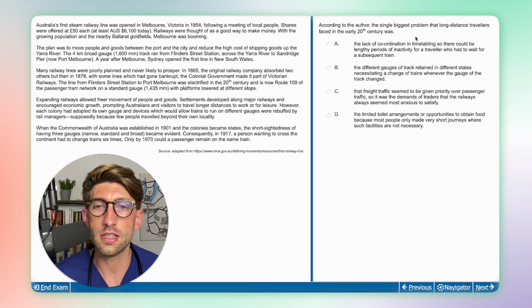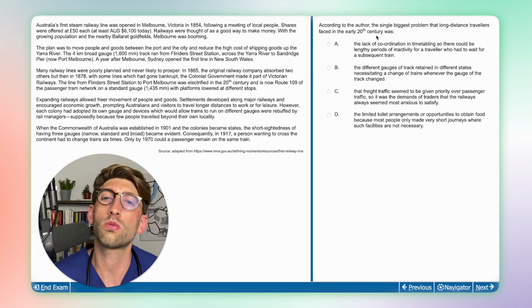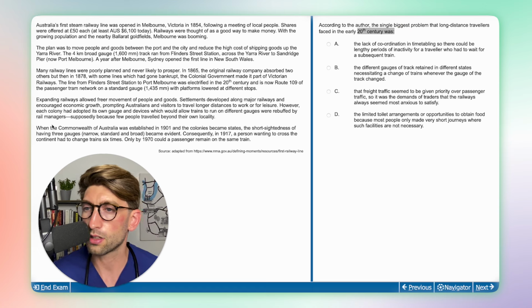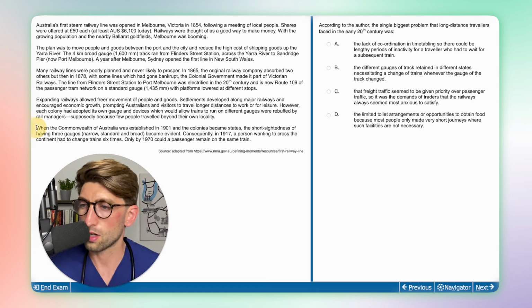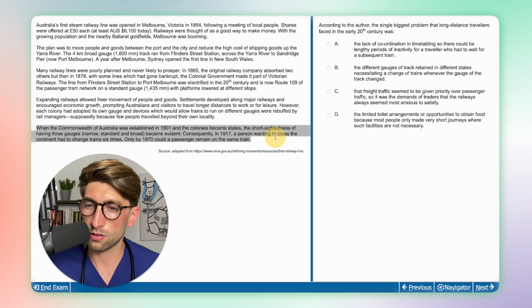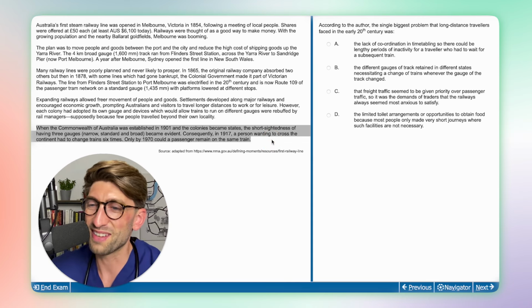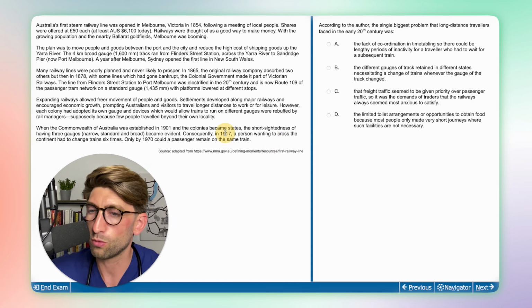According to the author, the single biggest problem that long distance travelers faced in the early 20th century was. So, right, straight away, early 20th century. So that is anything after 1900. So let's just straight away go to here. And for this, partly because I'm fed up of this bloody passage, I'm going to just read this and let's see if we can work it out from that.